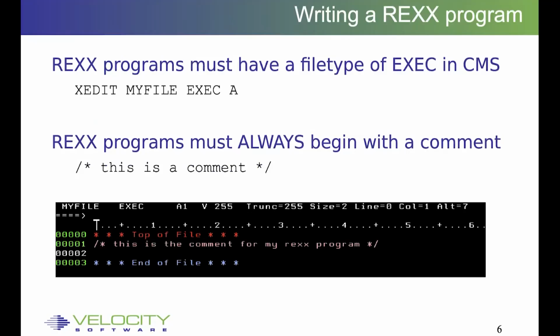All right, starting off, REXX programs running in CMS must have a file type of exec. Now, we learned about file types in the past couple of days when we were talking about CMS. That is the middle component of the file ID, or the file identifier. And there are some exceptions. We're not going to talk about those exceptions, but generally, if you're running a REXX program, it has a file type of exec.